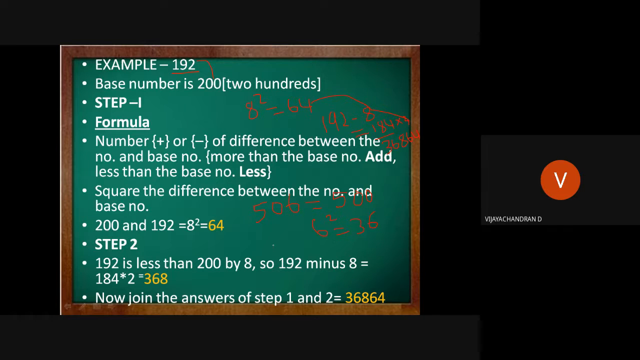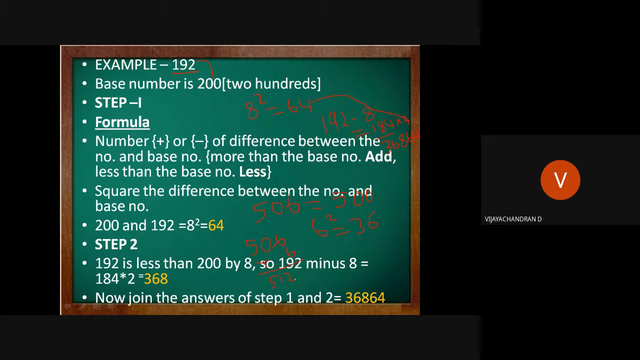For the next step, this 506 is greater than 500 by 6. It is greater, so that's the reason why I have to add 6 to 506. In the previous examples, I deducted from the number because the number was lesser than the base number. But in this example, our number is greater than the base number 500. So that's the reason why I am adding 6 to 506. So the answer is 512.